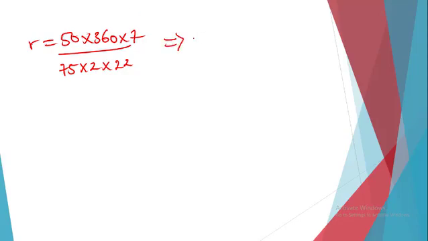Okay, and then if we evaluate that, if we simplify that, what do we have? We have 38.1 cm, which is approximately 38.2 to 3 significant figures.